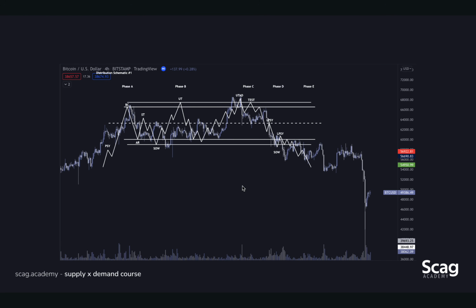So that being said, distribution schematic number 1. This is the first case study for this. We'll see if we can find more in the future for some bonus lessons.